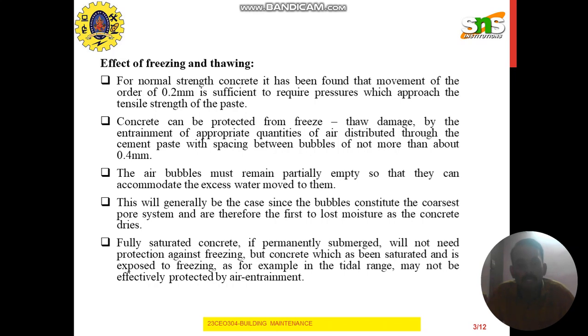In case of completely saturated concrete, there is no need of protection against freezing and thawing of concrete, but it should be protected from various other factors such as tidal range, and also should be protected by air entrainment.